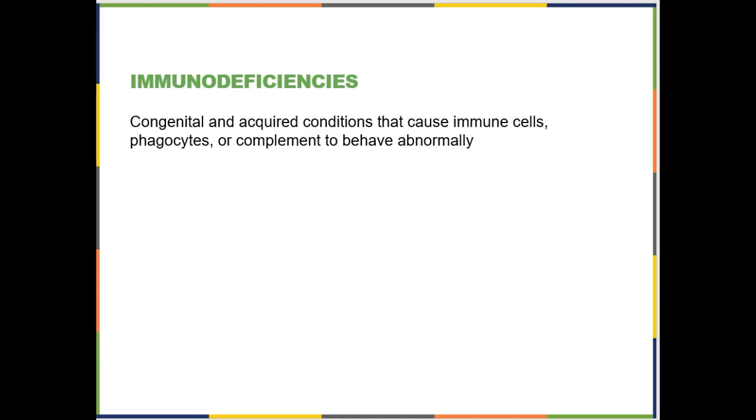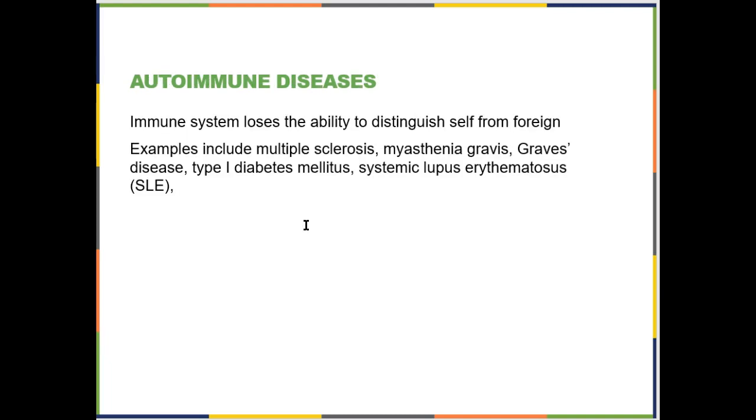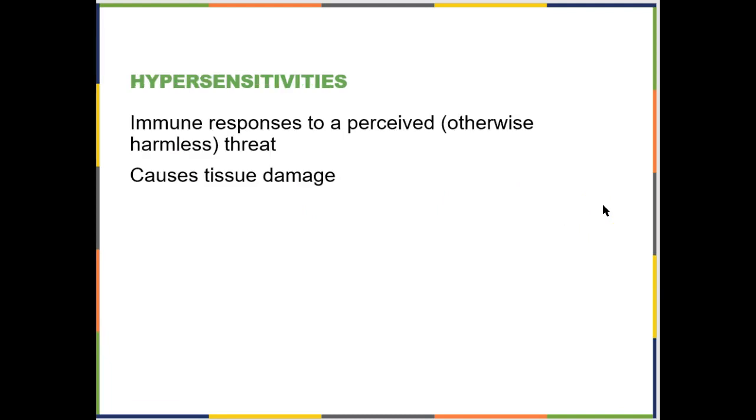Immune deficiencies, they are just immune deficiencies. I will not ask you to define them. The one thing I will ask you to remember about HIV is that the cell that it targets is your helper T cells. And then all of these here, just read over that short paragraph and make sure you can recognize all of those as autoimmune diseases.